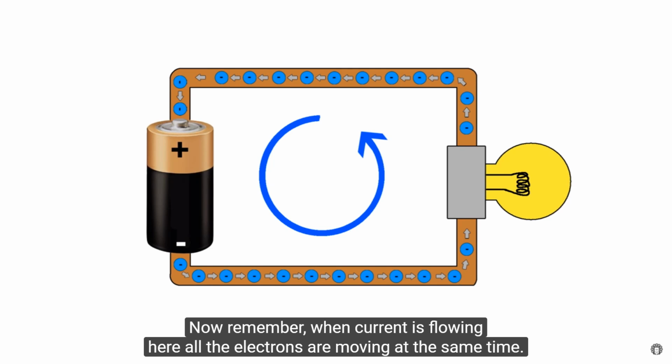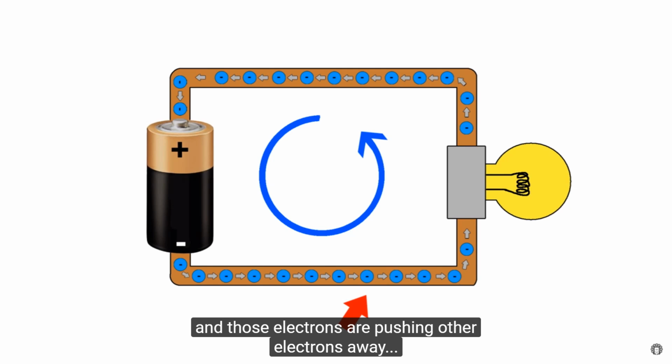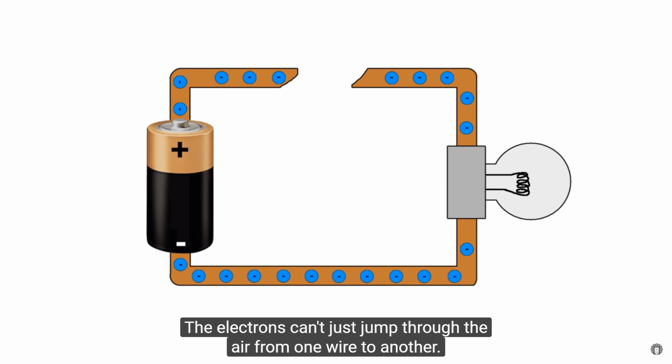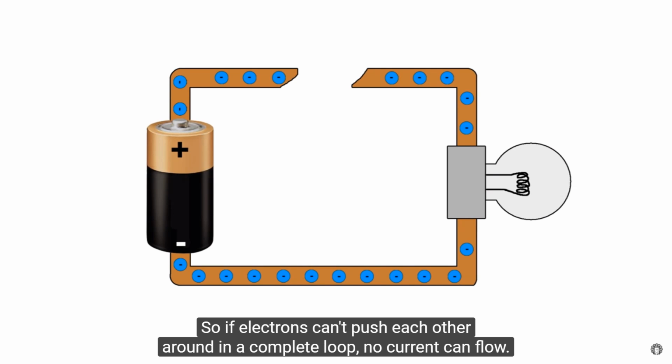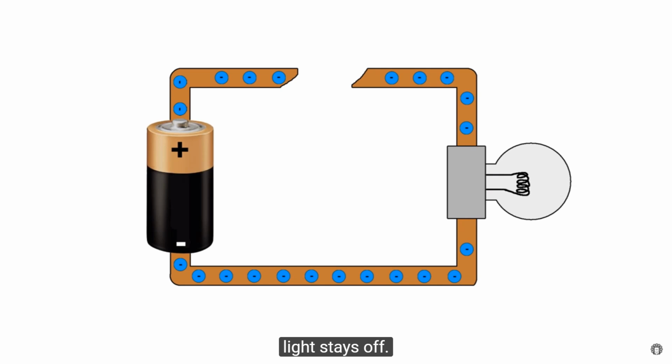Now remember, when current is flowing here, all the electrons are moving at the same time. Over here, the negative terminal of the battery is pushing the negative electrons away, and those electrons are pushing other electrons away. And this keeps happening throughout the circuit, allowing energy to be transferred from the battery to the light. But if you were to cut one of the wires here, you would no longer have a complete circuit. The electrons can't just jump through the air from one wire to another. So if electrons can't push each other around in a complete loop, no current can flow. When there's no current flowing, there can't be any transfer of energy, so the light stays off.